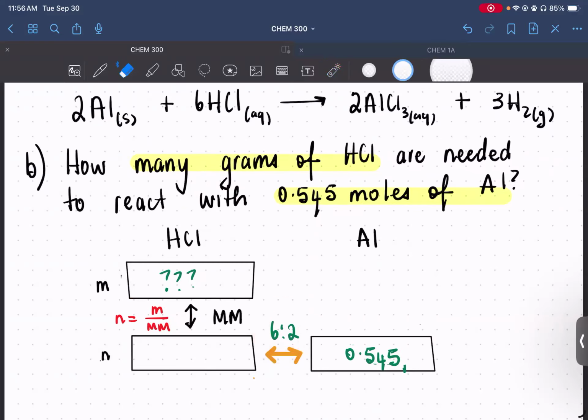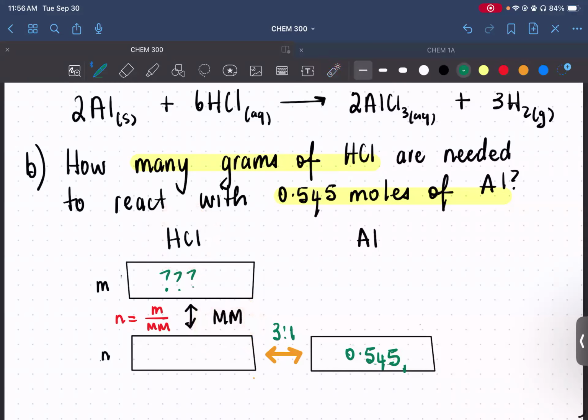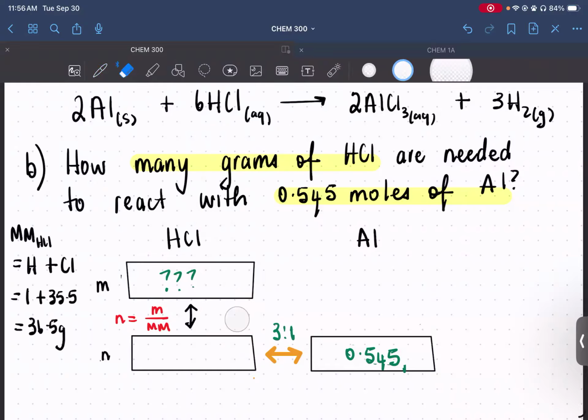Now, 6:2 can actually be further simplified to 3:1, just to get it out of the way. We will eventually calculate this, but we see the next bus pass we need is the molar mass. We need the molar mass of HCl. That's something we can very quickly calculate. The molar mass of HCl is equal to the mass of 1 hydrogen added to 1 chlorine. That's 1 gram plus 35.5. This is approximately 36.5 grams.